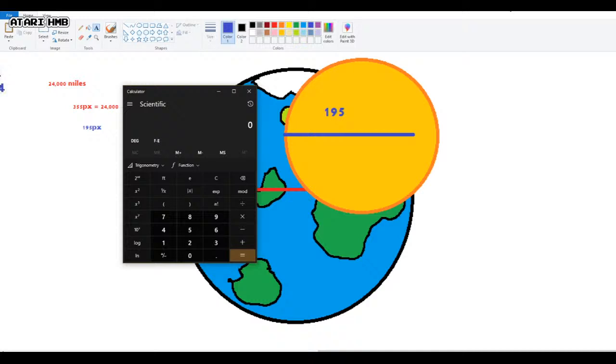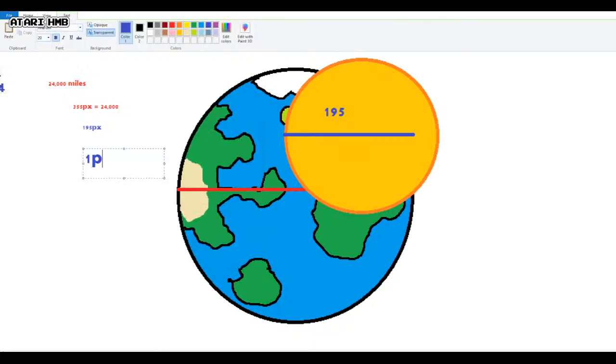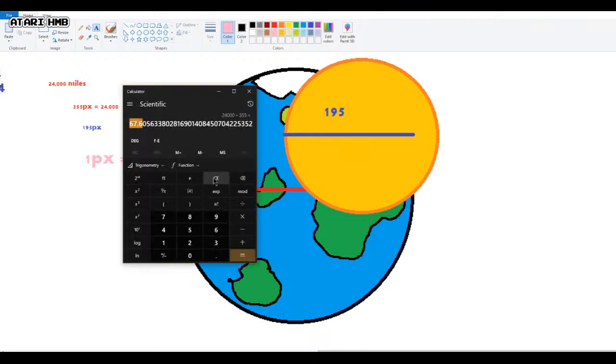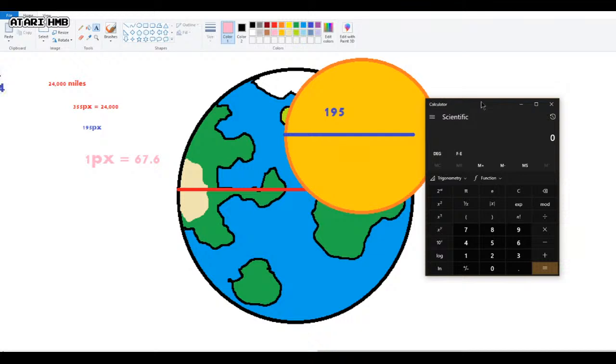And what we're going to do is we're going to do 355, right? So we're going to take 24,000 and we're going to divide it by 355. And that's going to tell us the miles per pixel. So we're going to keep that bare minimum. So that means 1 pixel is equivalent to about 67.6 miles. So with that said, all I need to do now is take 67.6 miles and multiply it by 195 pixels, right? Because that's going to tell me how many pixels I have relative to it.